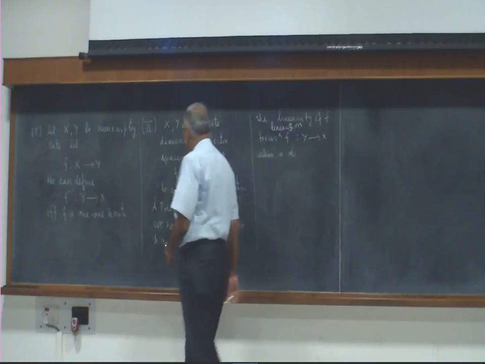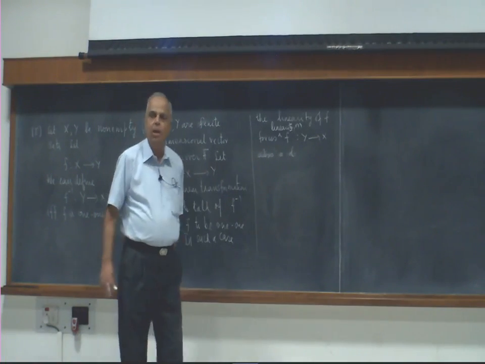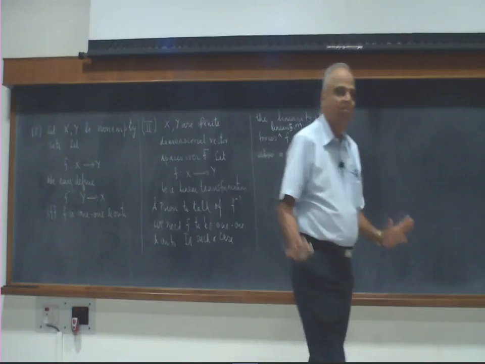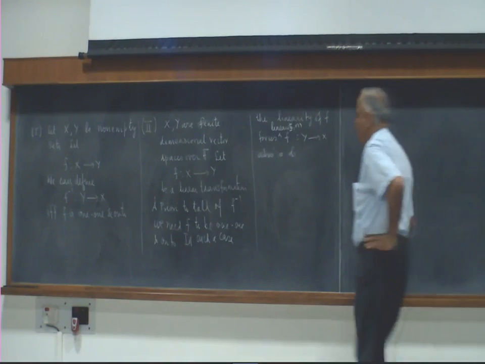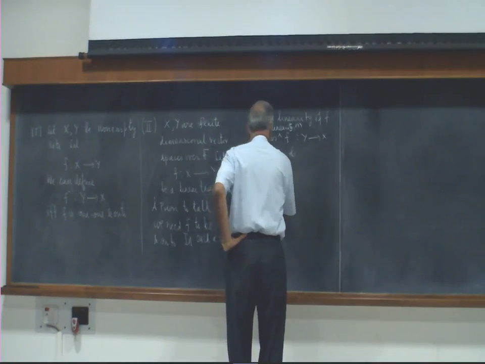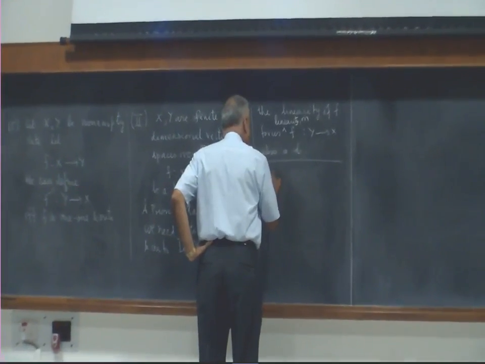So in order to talk about the inverse, we need one-one and onto. Again, nothing more is needed. One-one and onto gives the inverse, and the linearity structure is automatically preserved. So now, suppose f is one-one and onto.